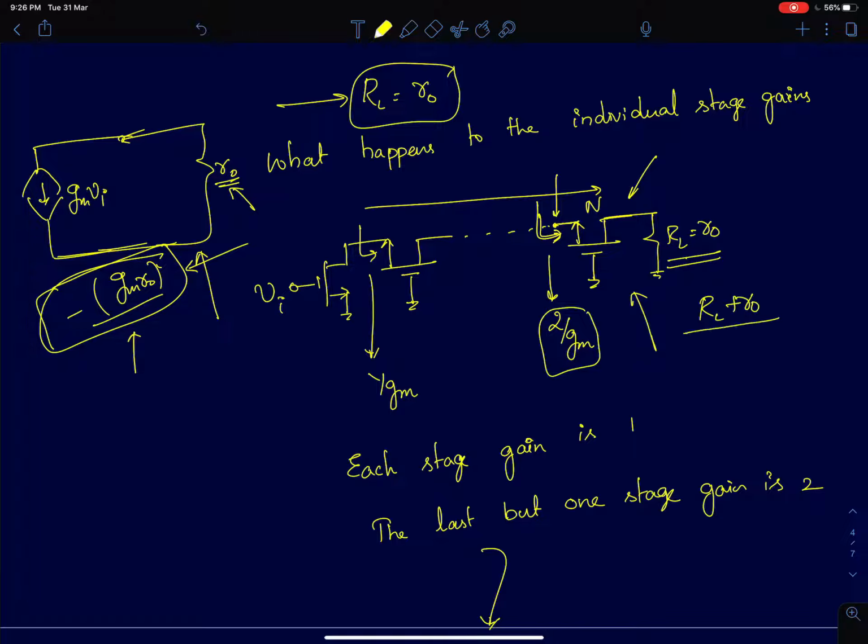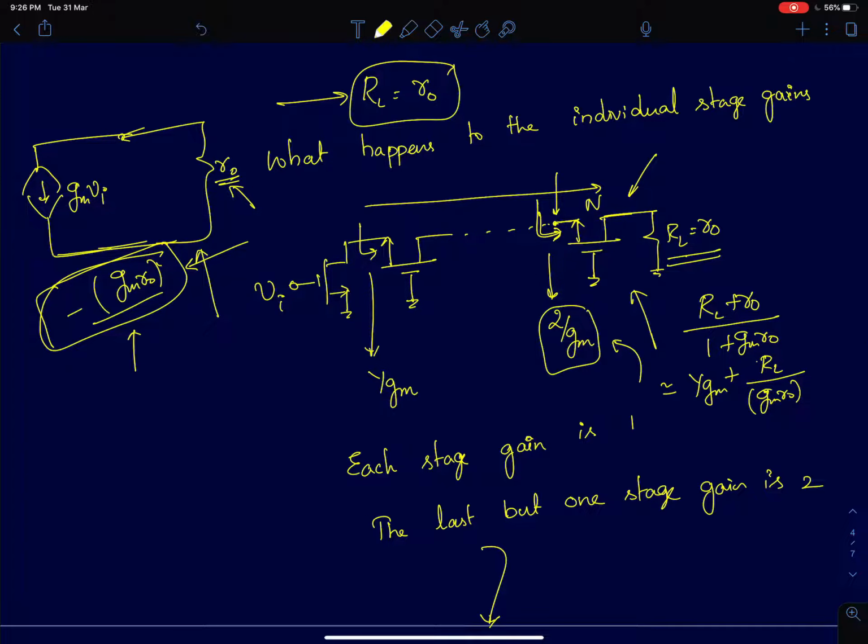It is RL plus R naught divided by 1 plus gm R naught, which I said can be approximated to 1 by gm plus RL divided by the intrinsic gain, that is RL divided by gm R naught approximately. Okay, so RL is R naught, so you get 1 by gm plus 1 by gm, so you get 2 by gm. The stage after that will see a resistance of just 1 by gm. If you see what we discussed a few moments ago, if the load resistance is smaller than R naught, then we can ignore it. Here the load resistance has to be comparable to R naught. We can just approximate the input resistance to 1 by gm.